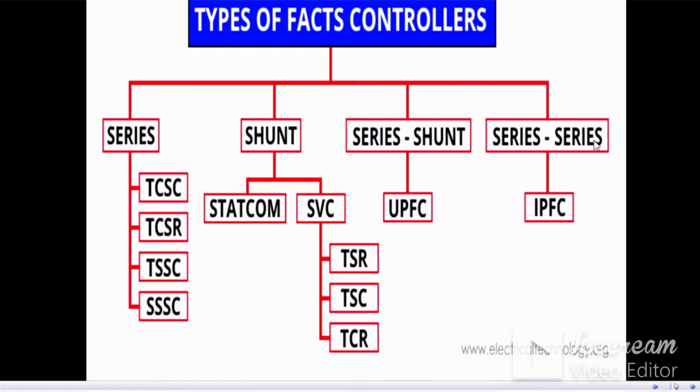In series-series compensation, we have IPFC. We will further look into the details of these types. Series TCSC, in shunt we will see SVC, series shunt we will look at UPFC and IPFC. These are the major ones which we will look into in detail, their principle, operation and VI characteristics, that is voltage current characteristics, and their advantages and disadvantages comparison.